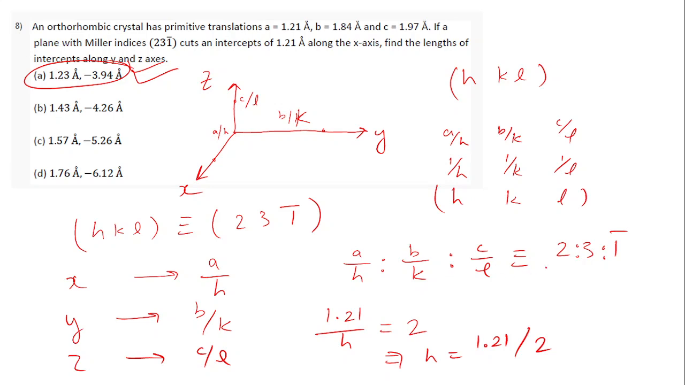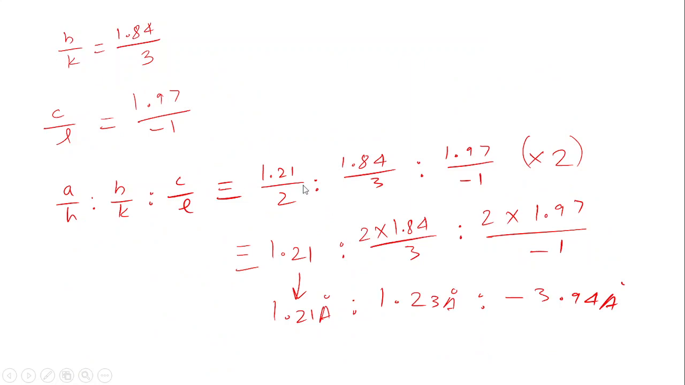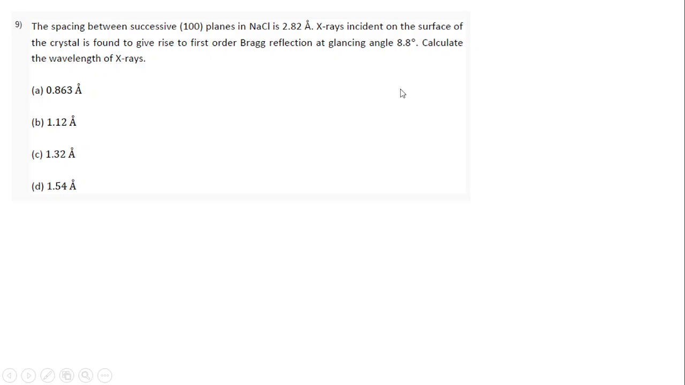This is the intercept. These are the values given. We get them, and then here we need to take care that this intercept A by H is equal to 1.21 by 2. And we have been told that the intercept on x-axis is 1.21. That means this 2 in the denominator is extra. So we will multiply the whole thing by 2 and then we will get the correct intercepts. Okay, next question.